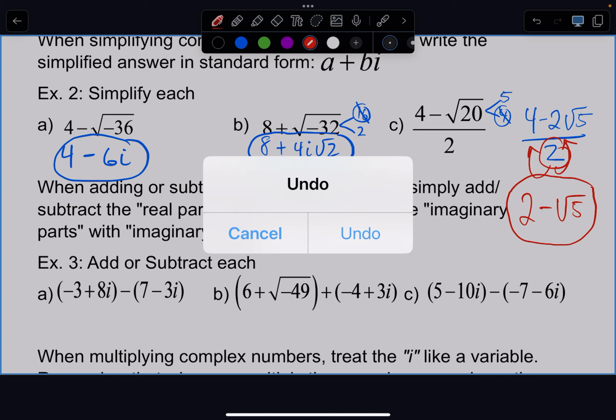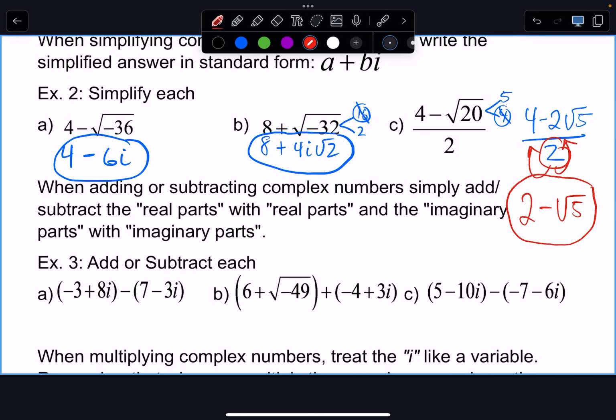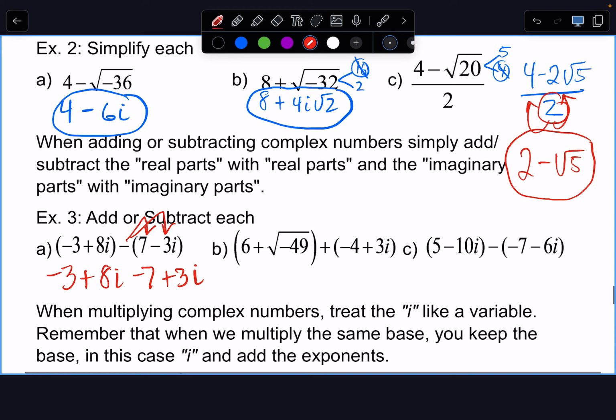Adding and subtracting i's is just like adding like terms, guys. If they're i's, they can add together. If they're not like terms, they can't. So if I have negative 3 plus 8i minus parentheses 7 minus 3i, I'm going to distribute that negative. Give me negative 3 plus 8i minus 7 plus 3i. Now I combine like terms. So that's going to be negative 10 plus 11i. And that is the form of a complex number. You got to put the real part first and then the imaginary part.